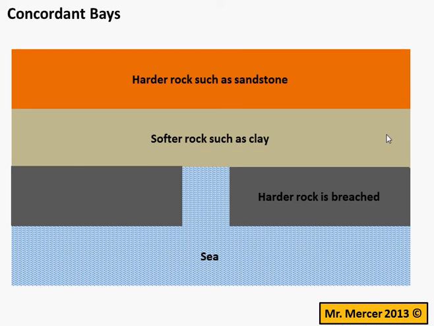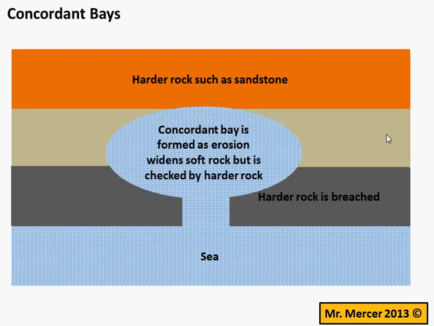Once the harder rock is breached, then the waves have a much easier time of eroding away the softer clay. You can refer to the process of differential erosion here, and consequently a wide arc-shaped bay, known as a concordant bay, is formed. However, this progress that the sea rapidly makes is checked, or stopped, or slowed down by the harder rock in the form of the sandstone. And that's pretty much how a concordant bay is formed.